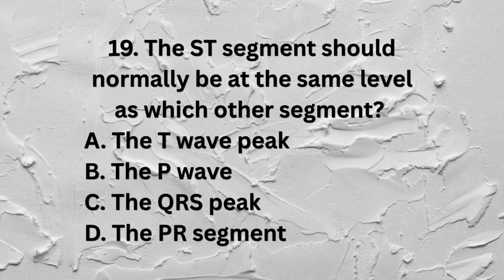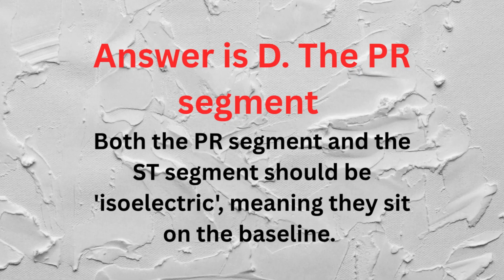The ST segment should normally be at the same level as which other segment? A. The T wave peak. B. The P wave. C. The QRS peak. D. The PR segment. Answer is D. The PR segment. Both the PR segment and the ST segment should be isoelectric, meaning they sit on the baseline.